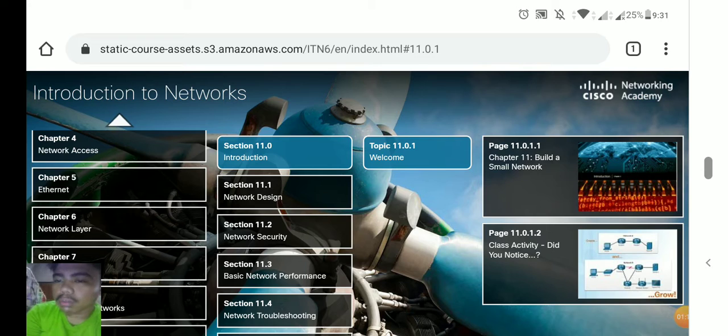Device selection for a small network. Factors to consider when choosing a device include those listed in the graphic, including OS features. So first we have security, second is QoS, third is VoIP, fourth is L3 switching, fifth is NAT, and the last one is DHCP.